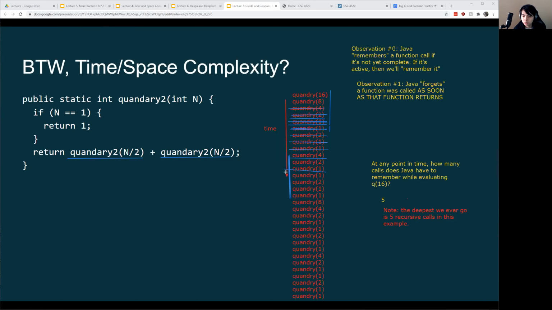As soon as we're done with quandary of 1, we cross it out. So we never go any deeper, because by the time we get to the next quandary of 1, we've already crossed out the previous one. So we maintain a depth of 5.